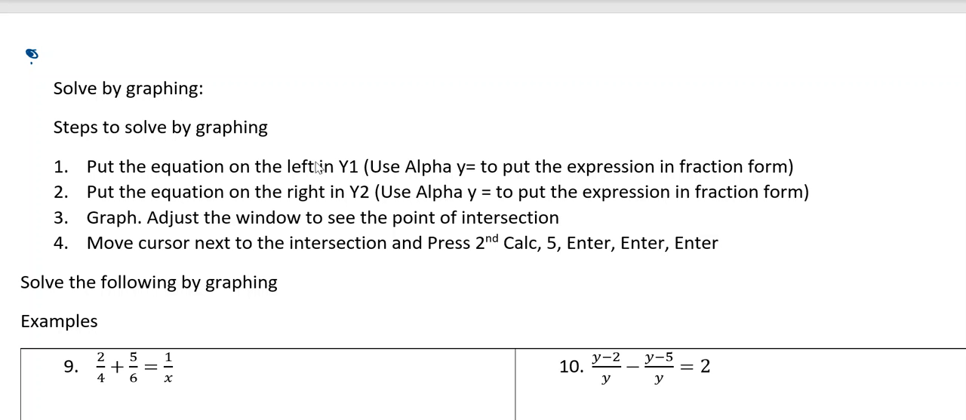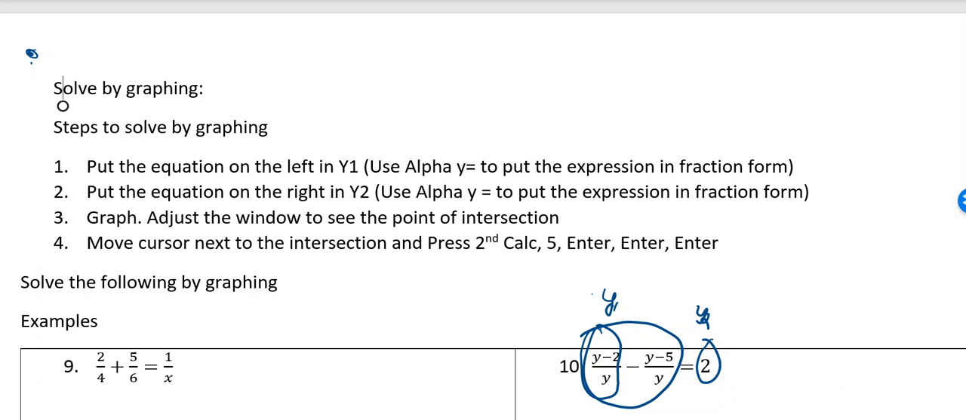So the first thing we want to do is put the equation on the left in y1. I'm going to do problem number 10 here. I'm going to put all of this in y1, and in y2, I'm just going to put the 2. To help me put those fractions into y1 and y2, I'm going to use a function on the graphing calculator, alpha y equals, to put it in fraction form. Then we're going to graph it, adjust our window to see the point of intersection if necessary, and then move our cursor next to the intersection and press second calc 5, enter, enter, enter.